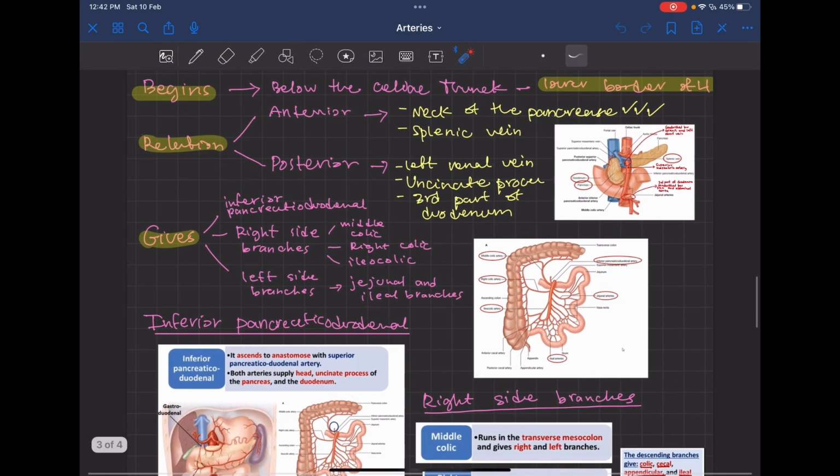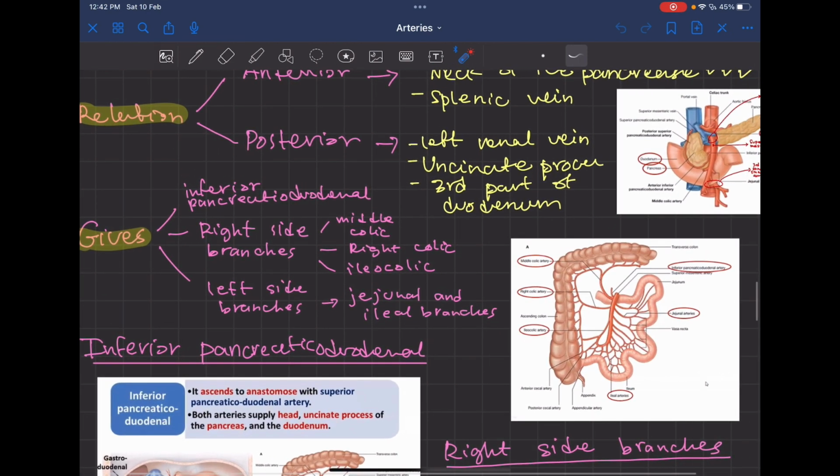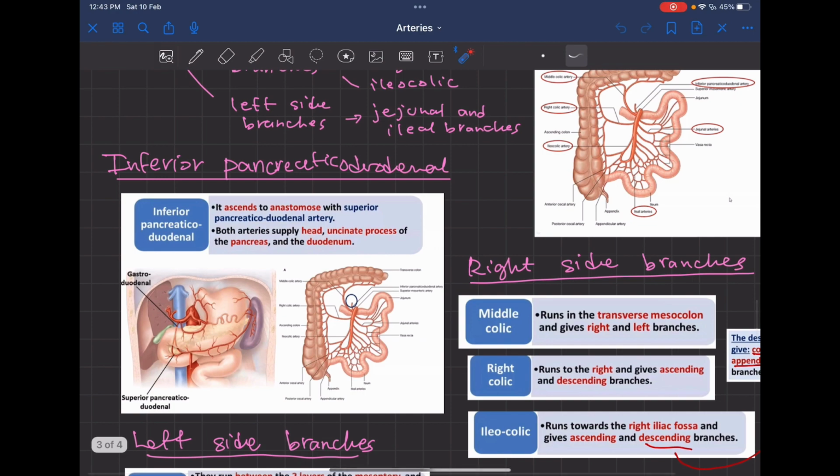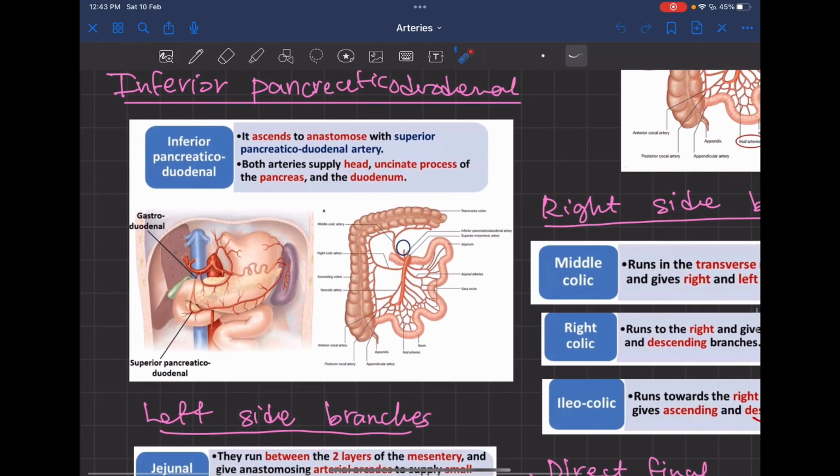Now, moving on to the branches that the superior mesenteric artery gives. It gives the inferior pancreaticoduodenal branch, what I mentioned earlier, and it will anastomose with the superior pancreaticoduodenal, and then it will give some right side branches, which I like to combine, because they're basically composed of the middle colic, right colic, and the ileocolic. And then it gives off some left side branches, which are the jejunal and the ileal branches. Now I'm going to discuss each of them to better understand these branches.